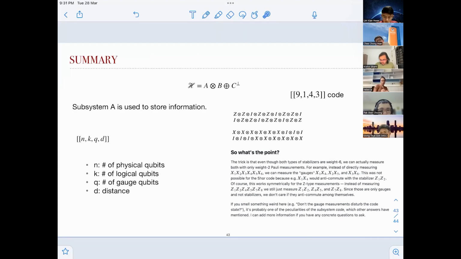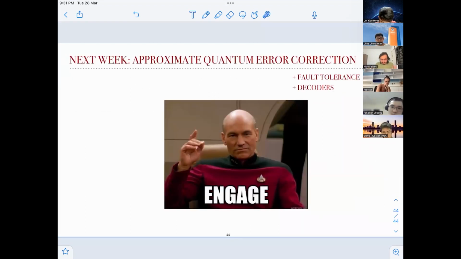So basically you had 5 qubits, which are broken down into 1 logical qubit and the 4 gauge qubits we can think of. So that completes the discussion for today.